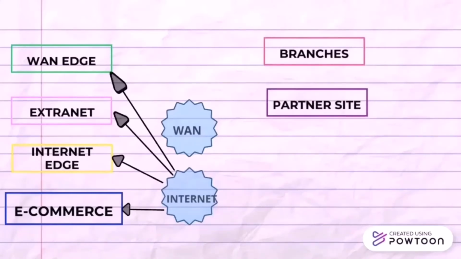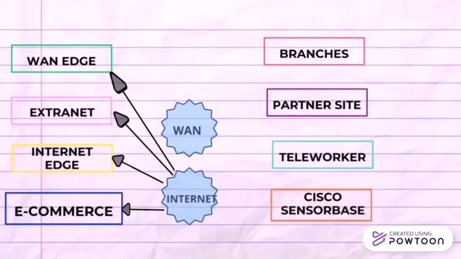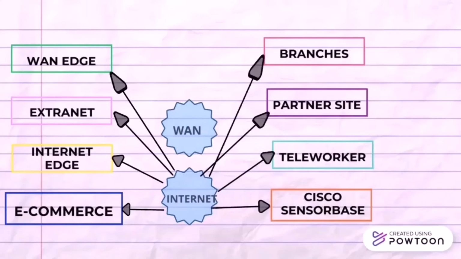Continuing from the last slide, we also have the internet. The internet will be connected to the wide area network edge, extranet, internet edge, e-commerce, branches, partner site, teleworker, and Cisco SAFE base.